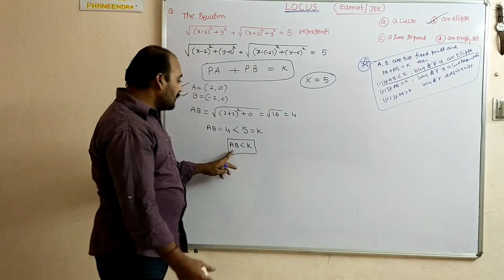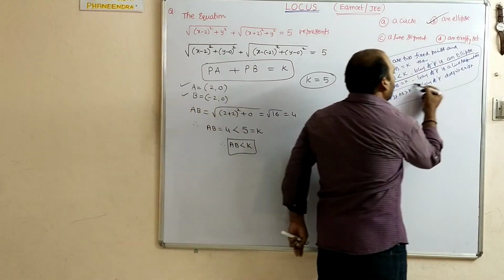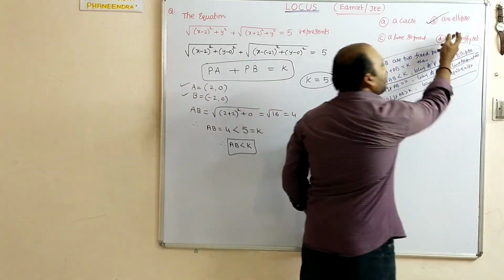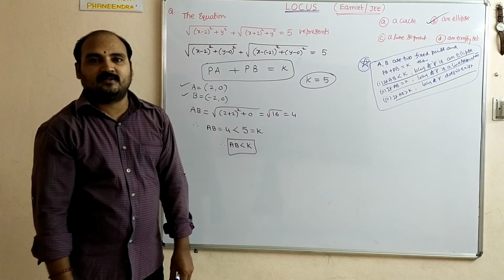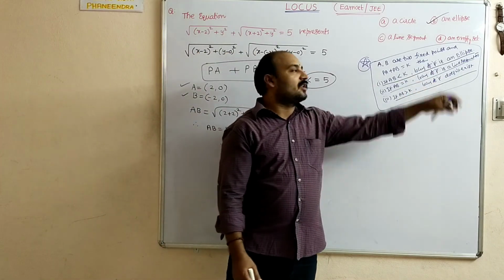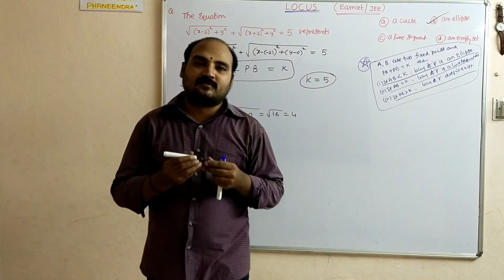Suppose AB is equal to K, then the locus will become a line segment. If AB is greater than K, it does not exist. That means empty set, does not exist. Like this way. So according to the question, AB is less than K, so the locus will be an ellipse.